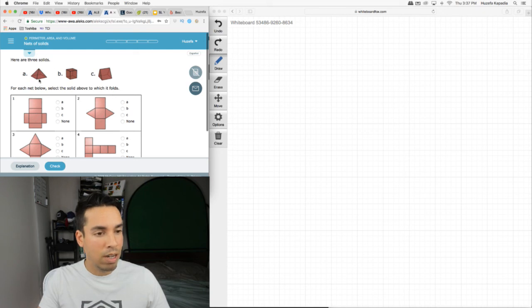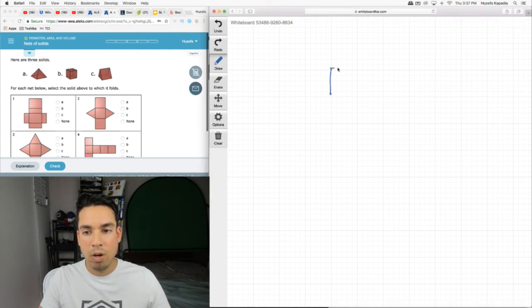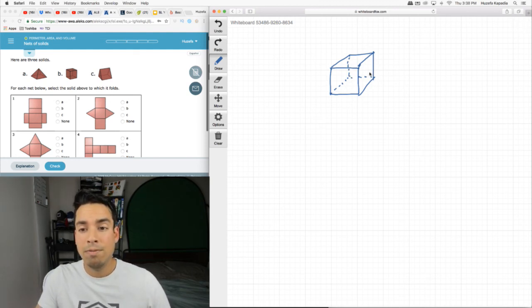All right, here are three solids. So these are nets of solids. What is a net? A net is basically where, let's say you have a cube. And a net is really opening it up. It's like if you have a box and you're unfolding all the sides. So how many faces of a cube do we have? We have 1, 2, 3, 4, 5, and 6. Like the top and bottom, left and right, front and back.